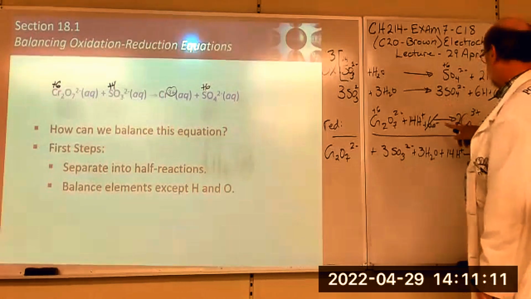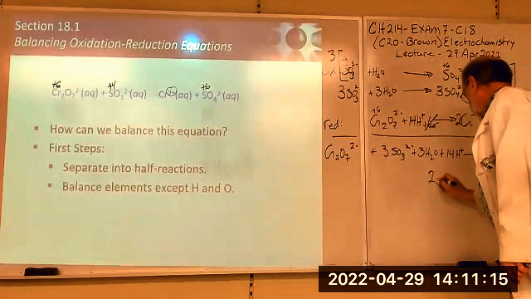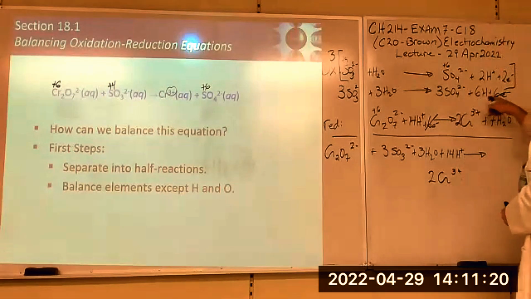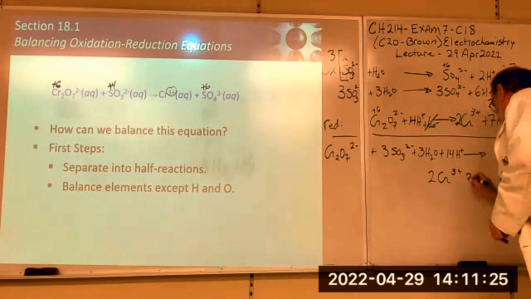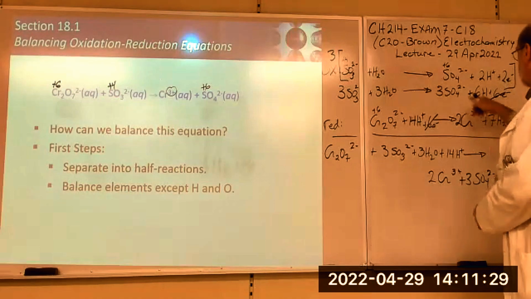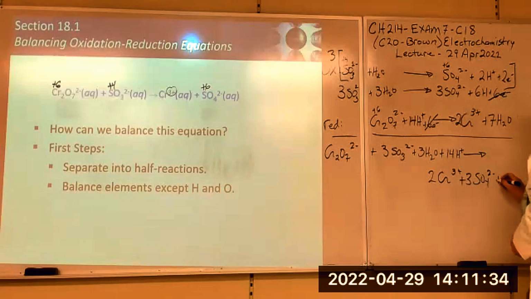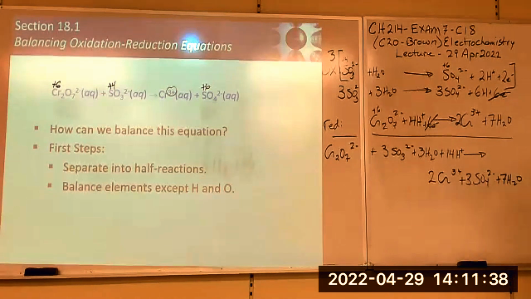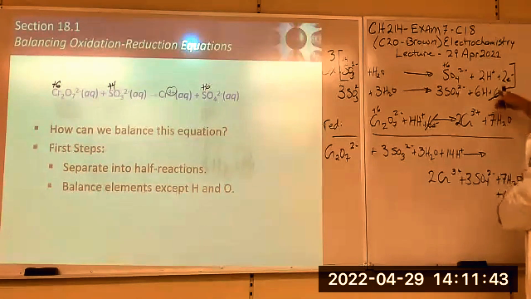And then we've got, do this one next. I'm gonna have to move down here because I don't want to run off the edge of my screen. We got 3 chromiums, then we got 3 sulfates. Chromium, sulfate, and then we've got 7 waters still there, and 6 hydrogens, right?